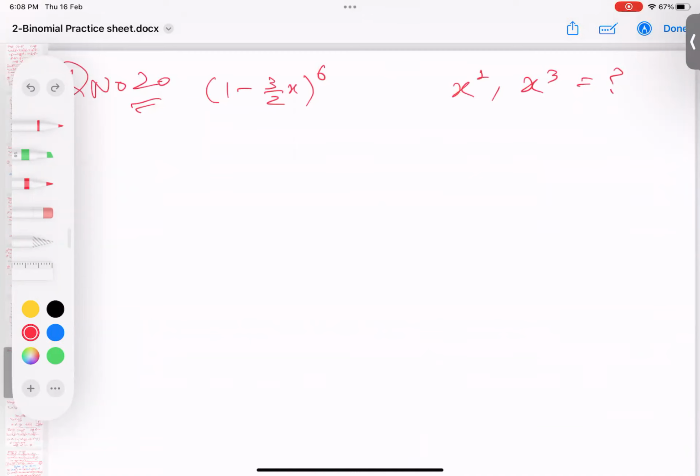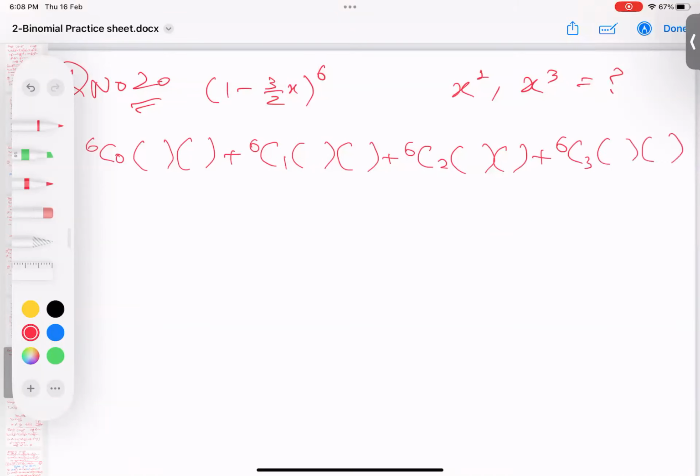So let's start. First of all, 6C0, the 6 comes from here, and 2 brackets. Then 6C1 and 2 brackets. Then 6C2, 2 brackets, and then 6C3 and 2 brackets. I know that x cube will come with a 3.